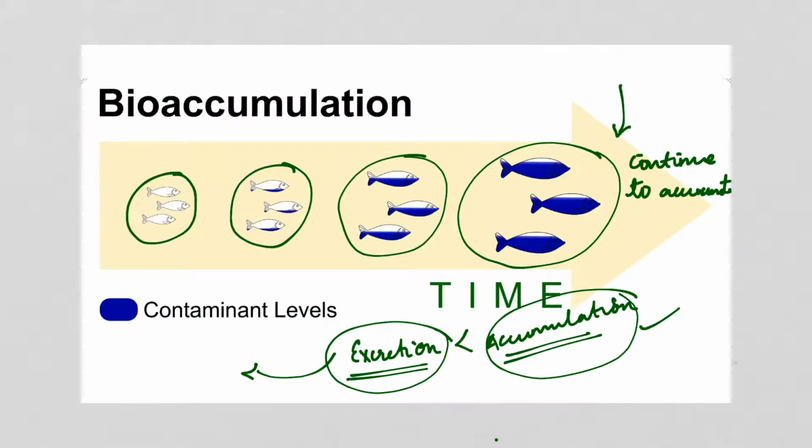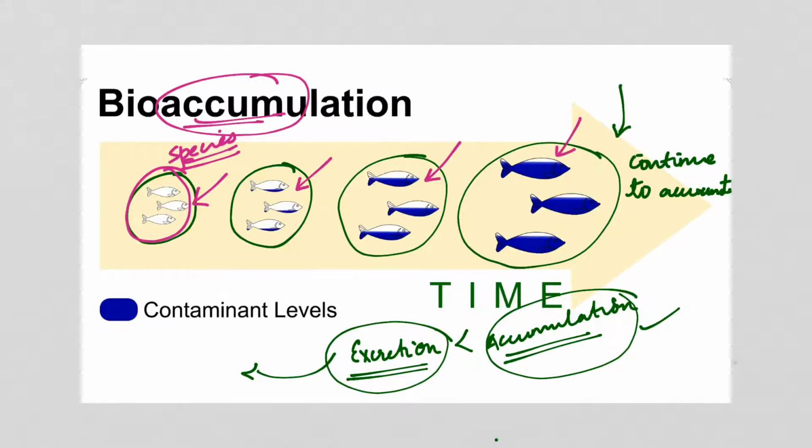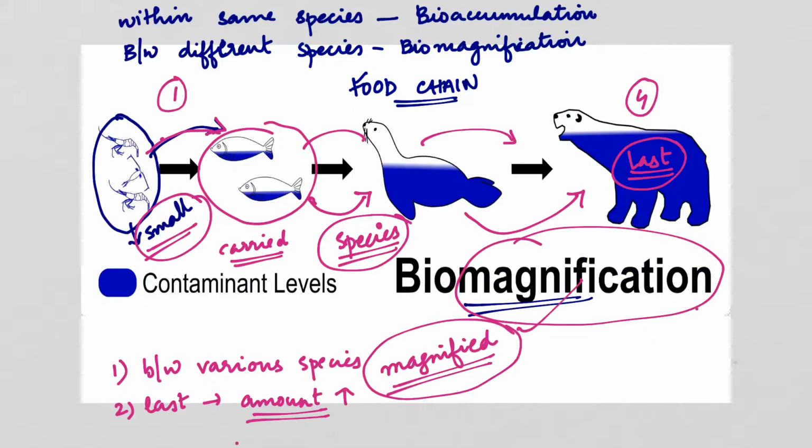Now coming back to bioaccumulation. See, the species is the same. The pollutants get accumulated further and further in the same species. See, more pollutants, then again more. And why is this happening? Because the excretion rate is lesser than the accumulation rate. So the pollutants are getting accumulated in an amount which is more than the excretion rate. This is the difference between bioaccumulation and biomagnification, a very important concept for your preparation.